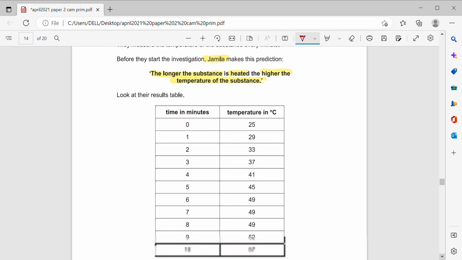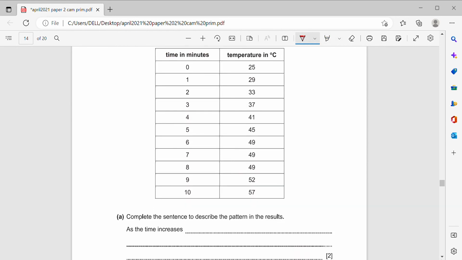Let's look at the results together. Time in minutes, temperature in degrees Celsius, time from 0 to 10. What happens to the temperature? I have 25, then 29, 30. So the temperature is increasing. Till here, the temperature becomes the same. The values here stay the same. Then it increases again. 52 became 57. Okay.